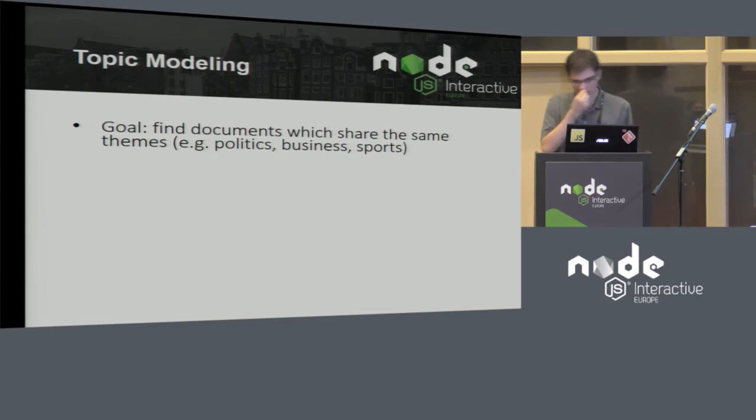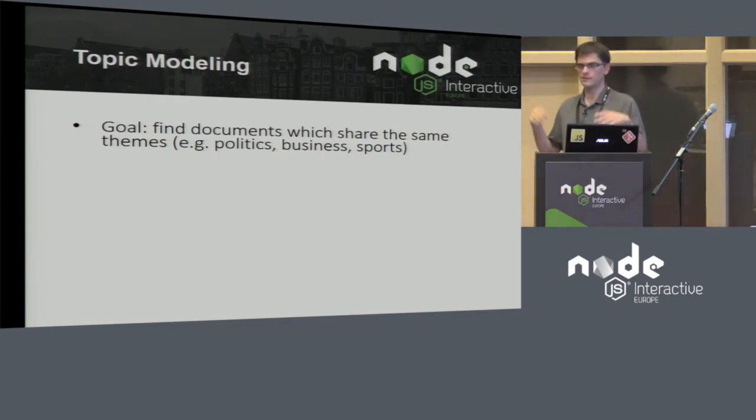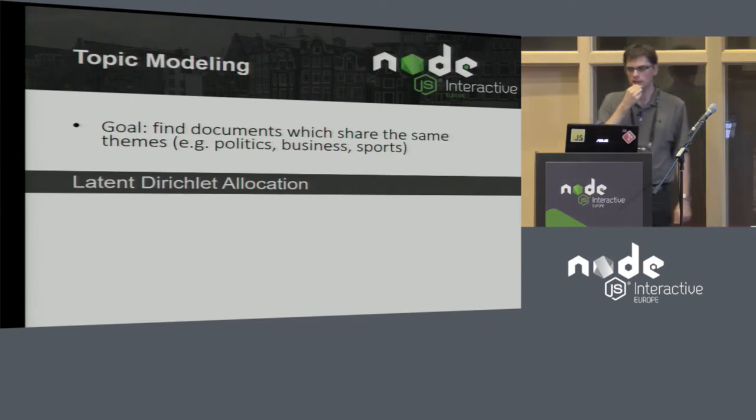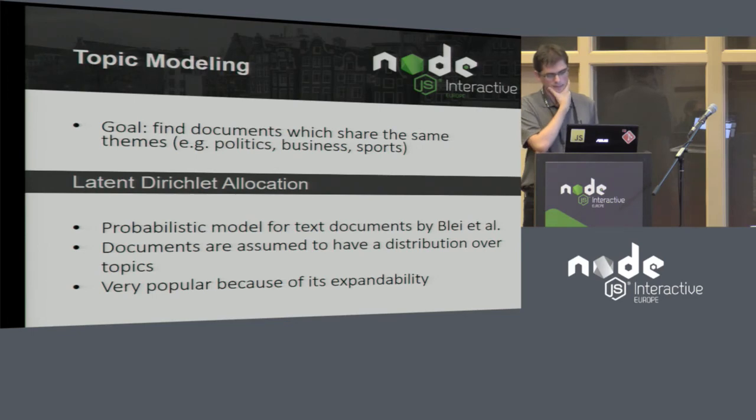The other thing is topic modeling. So we thought about what the goal is. The goal is we want to find documents which share the same themes and identify those themes, be it politics, business, or sports, or whatever the domain is. One of the most popular methods for doing so is called latent Dirichlet allocation, which is a probabilistic method that was developed by Blei and others in 2003.